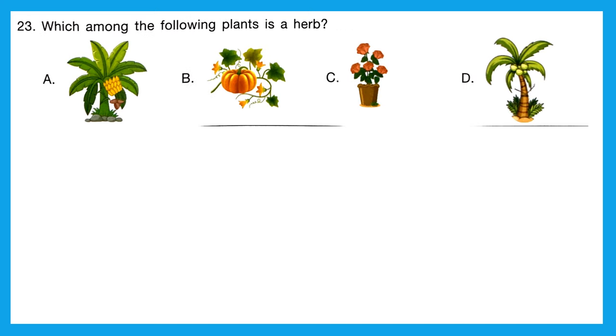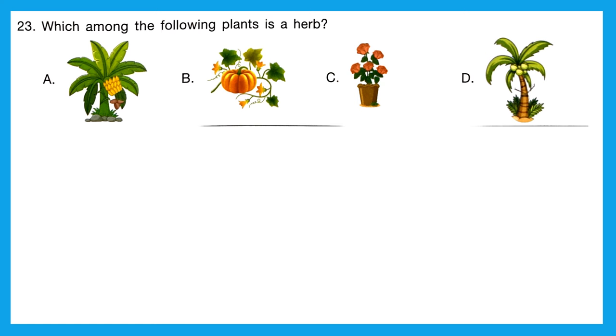Which among the following plants is a herb? Let's check out. A, banana plant. B, pumpkin plant. C, rose plant. And D, coconut tree. So D, coconut plant is proper tree. It has hard, thick, wood stem. So it is a proper tree.